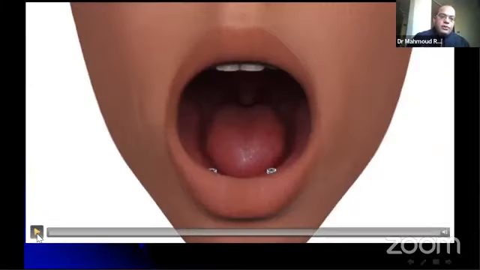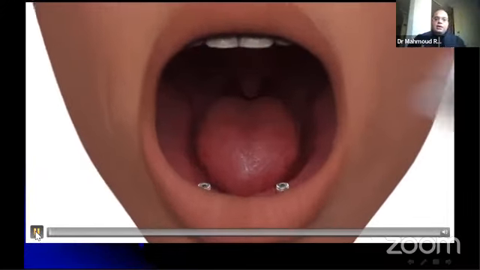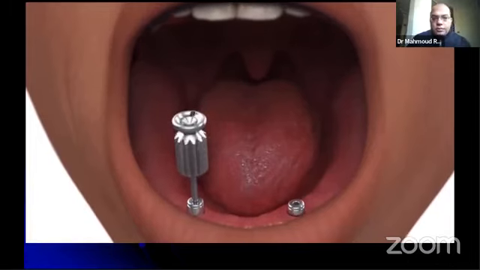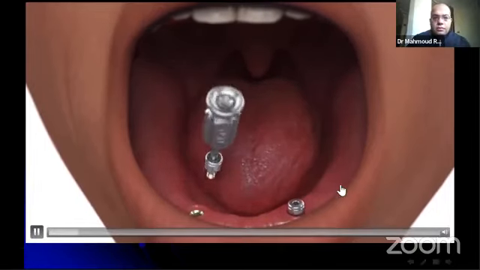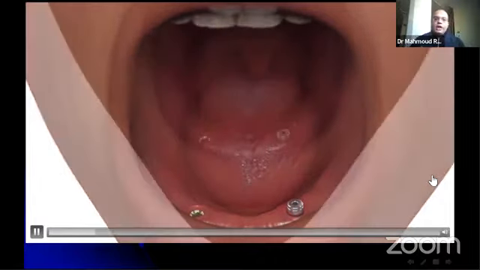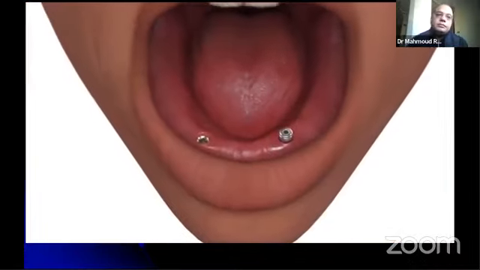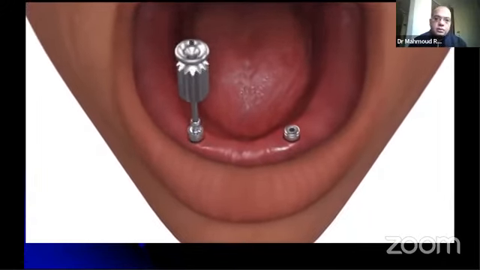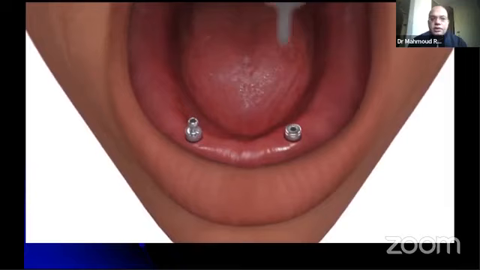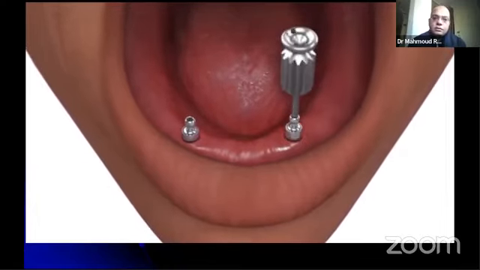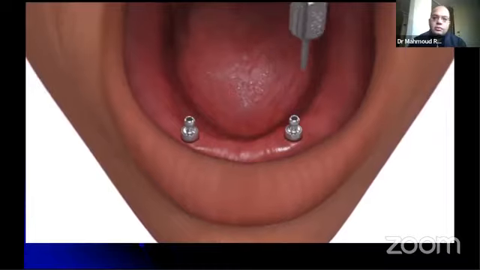Let's see this video to see how we can make the relationship between the male and the female portion. Confirm that the prosthetic platform is free of any bone or soft tissue debris. We remove the healing cap from the dental implant. Place the ball abutment onto the implant body and hand tighten. Place each ball abutment immediately after removing the healing abutment to prevent the soft tissue from collapsing over the implant.